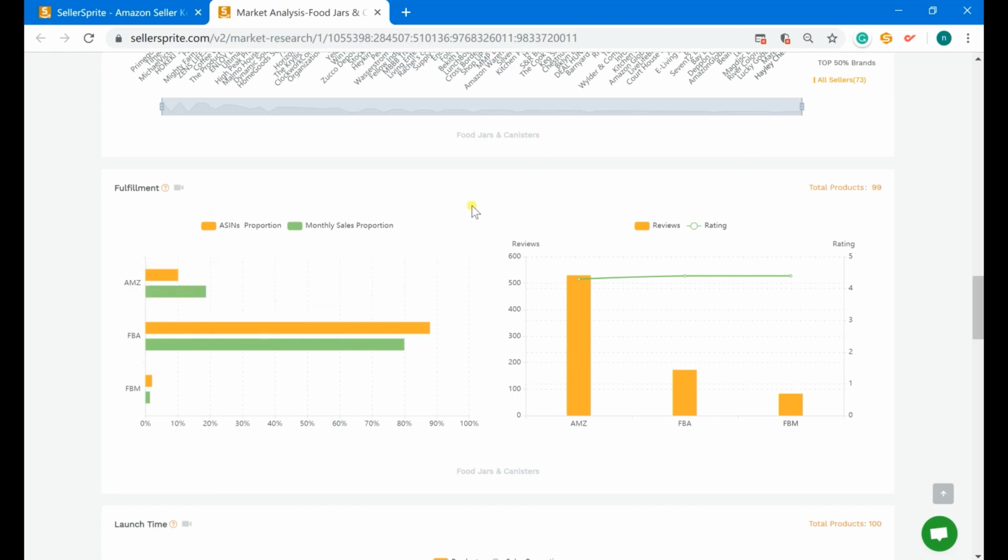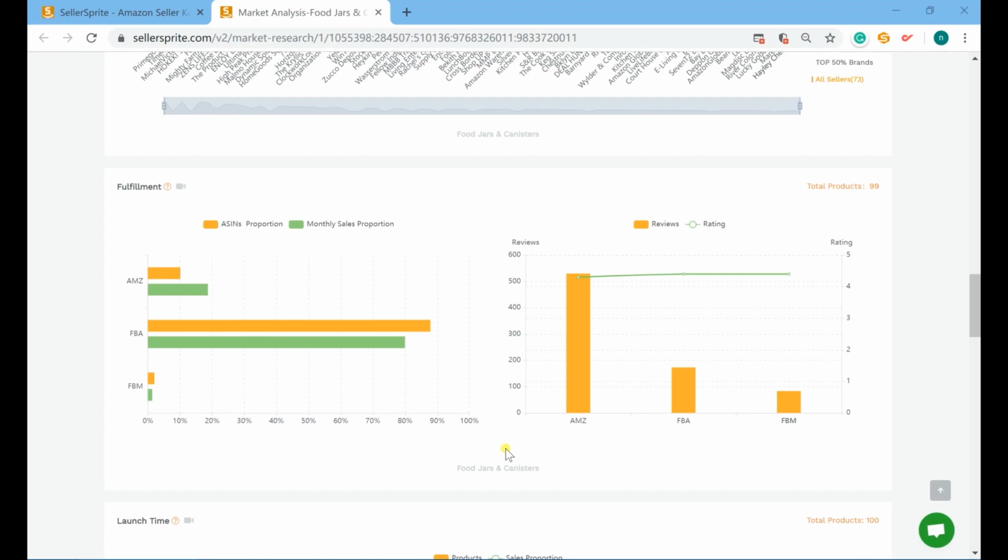We can note through the right chart, the average rating of the products fulfilled by the 3 kinds of seller is all above 4 stars. The average review for Amazon's products is higher than that of FBA, and FBM has the latest reviews. Based on the 2 charts, FBA products are more advantageous than FBM in this market.